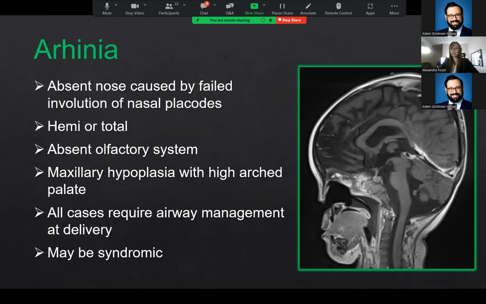And as might be expected, depending on the size involved, the maxilla is also going to be implicated, and the olfactory system, both of which are related to that early frontal process, which is going to give rise to that portion of the midface. All of these cases are going to need airway management at birth. So if you are concerned about this in fetal life, it's great if you can bring it up to the clinical team. Number 1, because they may have other congenital anomalies, but also number 2, because they may need an EXIT procedure or some sort of plan for airway management at delivery.